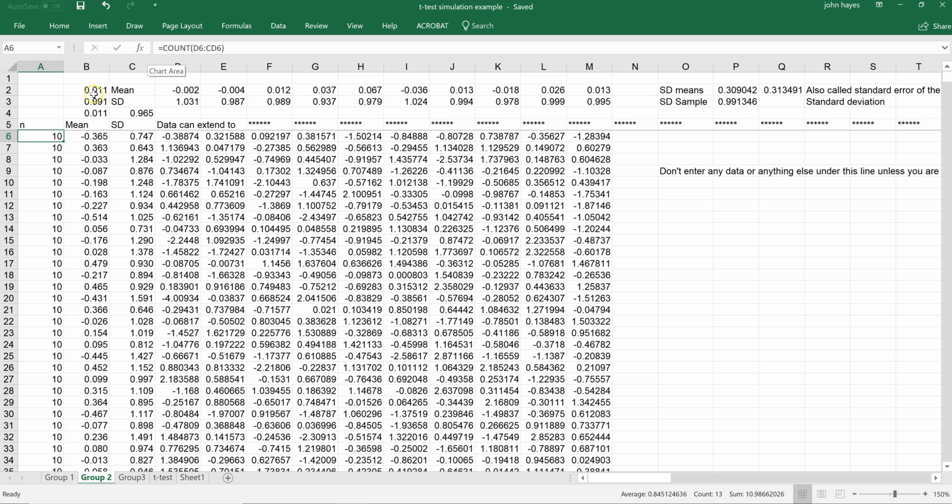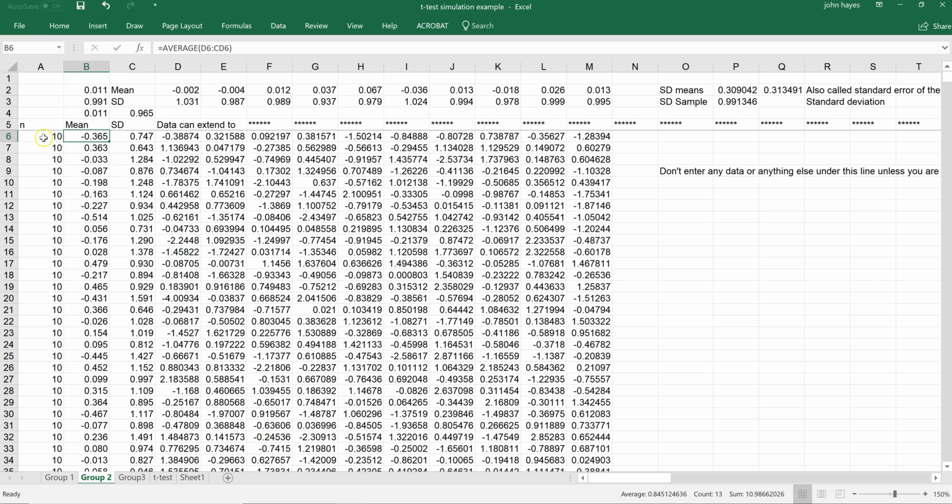If we look here, this is the mean going down. You can see it's close to 0. This is the mean looking across the 10 values, which are each of these is the mean of each of the columns.